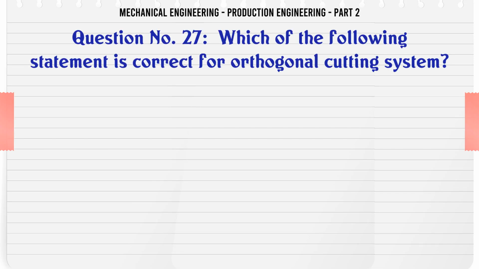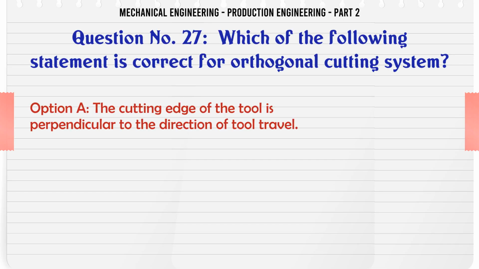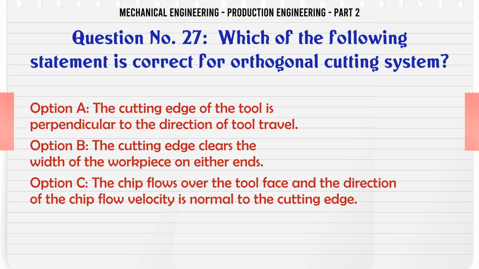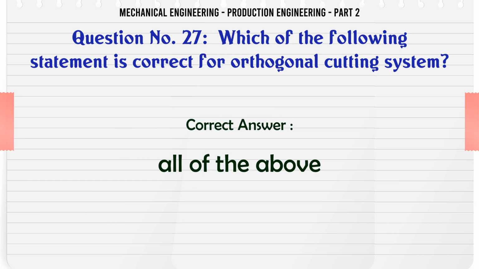Which of the following statement is correct for orthogonal cutting system? A. The cutting edge of the tool is perpendicular to the direction of tool travel. B. The cutting edge clears the width of the workpiece on either ends. C. The chip flows over the tool face and the direction of the chip flow velocity is normal to the cutting edge. D. All of the above. The correct answer is all of the above.